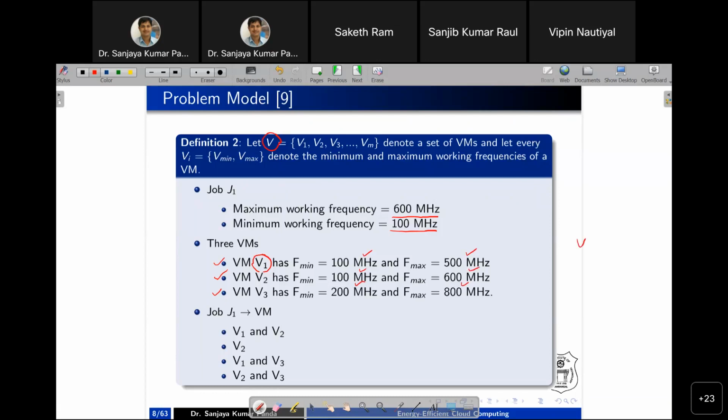Note that virtual machines V1, V2, V3 are taking the resource of the server S1. Earlier, you were assigning job J1 to S1, but now you are assigning job J1 to either V1, V2, or V3 based upon the requirement. For example, in this case the job is given as 100 and 600. And you can see there are three virtual machines: one with capacity 100 and 500, another with 100 and 600, and another with range 200 and 800.